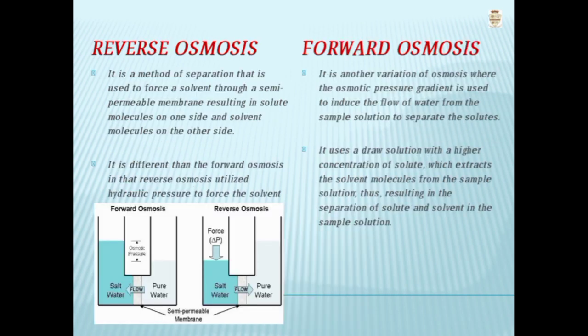Reverse osmosis and forward osmosis are also types of osmosis. Reverse osmosis is a method of separation that is used to force a solvent through a semi-permeable membrane, resulting in solute molecules on one side and solvent molecules on the other side. Forward osmosis is another variation of osmosis where the osmotic pressure gradient is used to induce the flow of water from the sample solution to separate solutes.